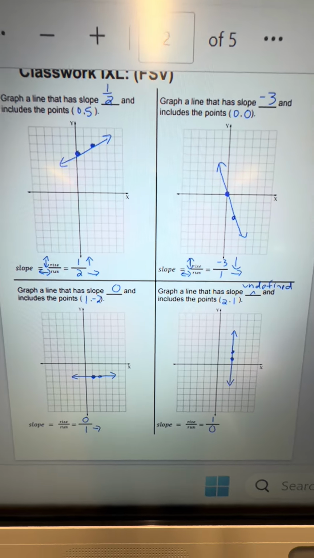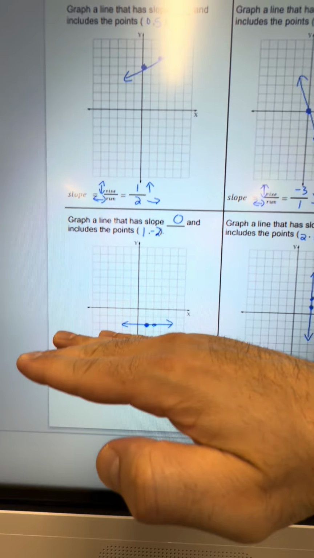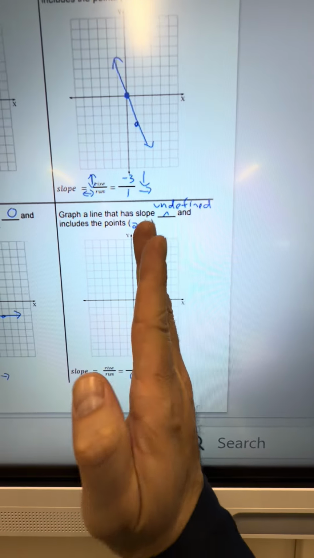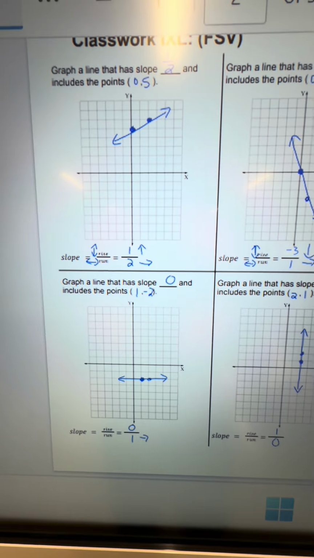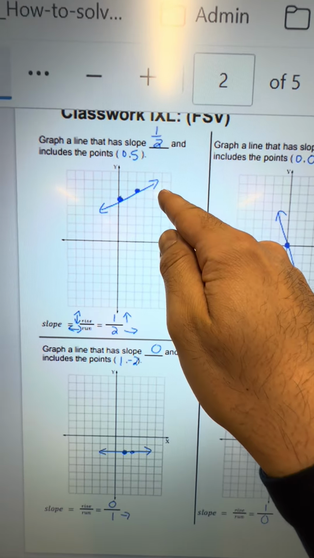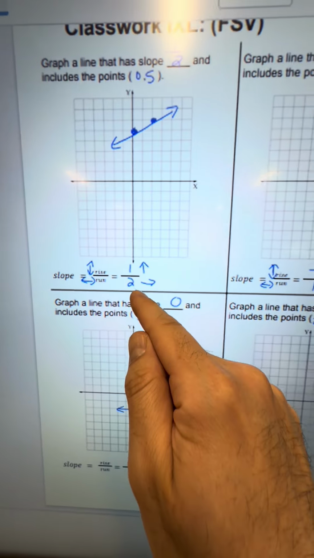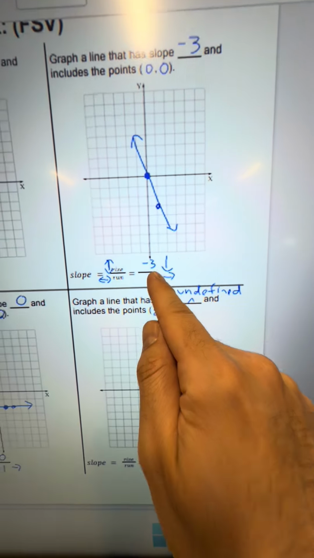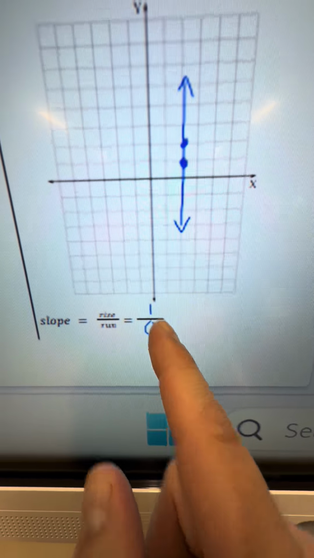So remember, there's only 4 types of slopes you're going to work with. It's a positive slope, a negative slope, the 0 slope, which is a horizontal line, and then the undefined slope, which is a vertical line. And then the other thing to remember is that the type of slope it is will always match the answer. So a positive slope, positive answer; negative slope, negative answer; a 0 slope, your answer will be 0; and an undefined slope, you're going to end up dividing by 0.